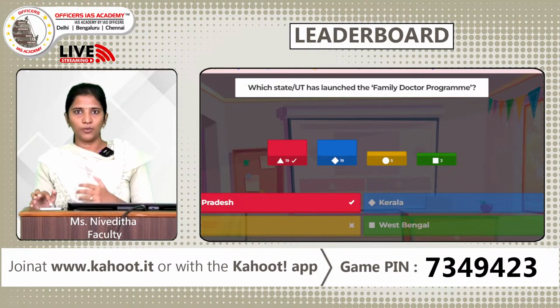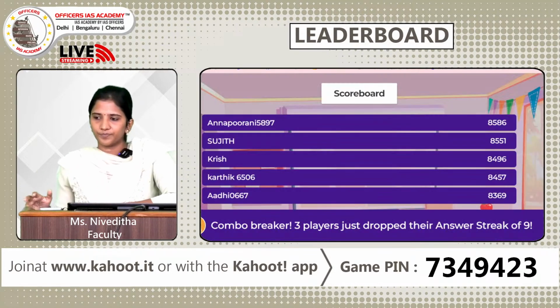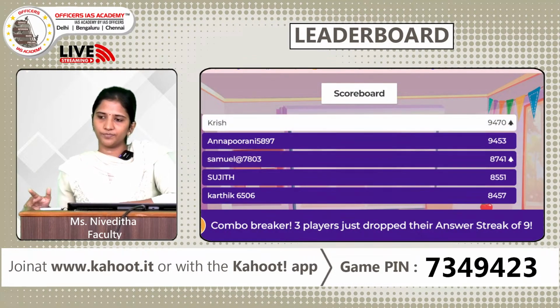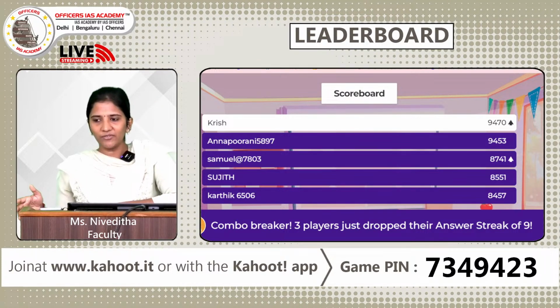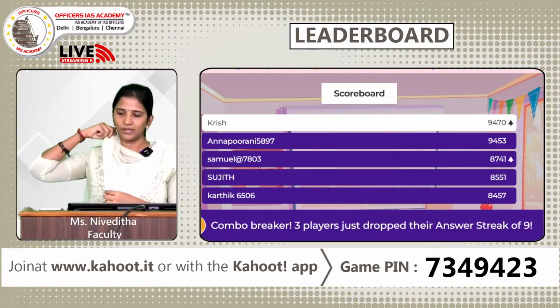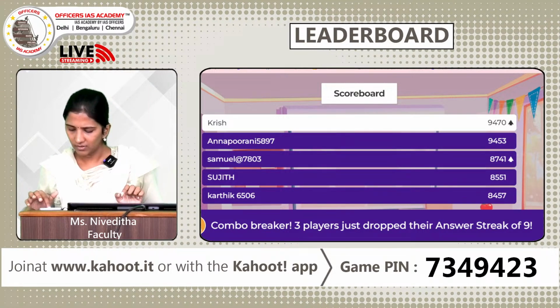Let us see the leaderboard. Okay, now Krish has stopped, followed by Annapurani, followed by Samuel, Sujit and Karthik. Okay, let us get into the next question.